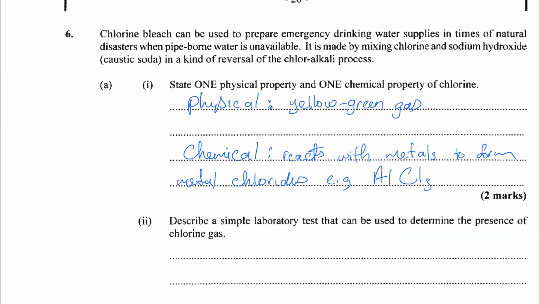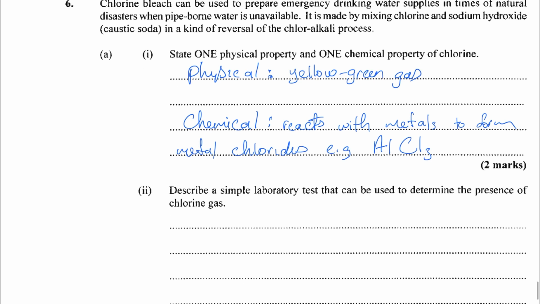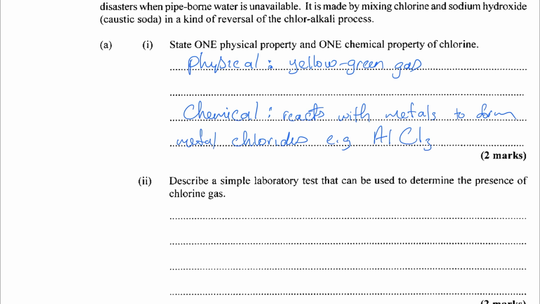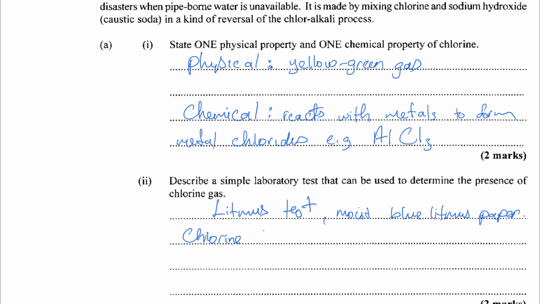All right, describe a simple laboratory test that can be used to determine the presence of chlorine gas. Simple. We test with moist blue litmus paper and chlorine gas. Chlorine gas is going to change the blue litmus paper to red, and then it bleaches it.